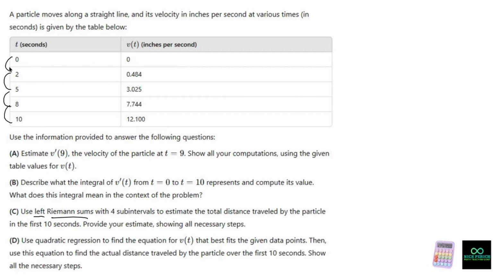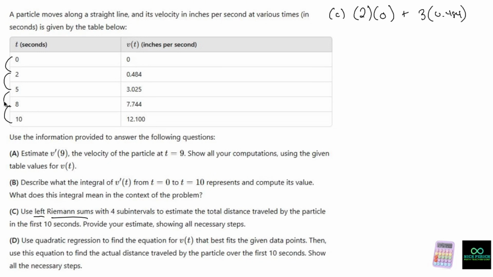So this interval is 2 minus 0, so we're doing problem C here. 2 minus 0, which is 2 units in length, and we're going to multiply the left side of it, which is going to be 0, plus the second interval is 5 minus 2, which is 3 units in length, and we're going to multiply the left side of it, which is 0.484. So we will want our calculator for this guy.